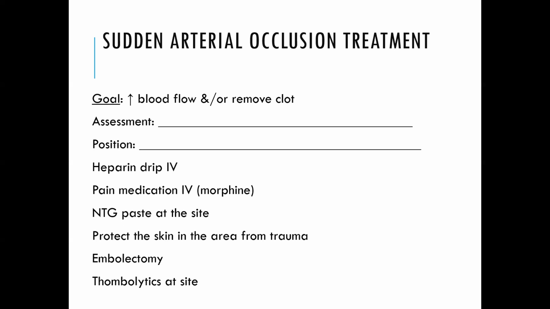Your client may be on a heparin drip IV. Heparin helps to what? Keep the blood thin, right? So it's going to help that clot not to get bigger. It's going to help blood to slide past that, right? Heparin is our anticoagulant, and that drip IV is what we need. Morphine for pain. It is going to hurt.